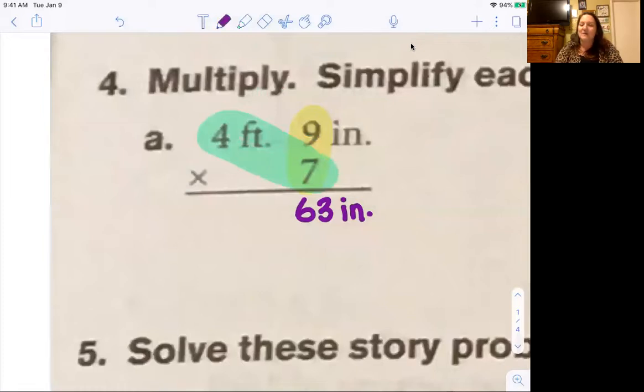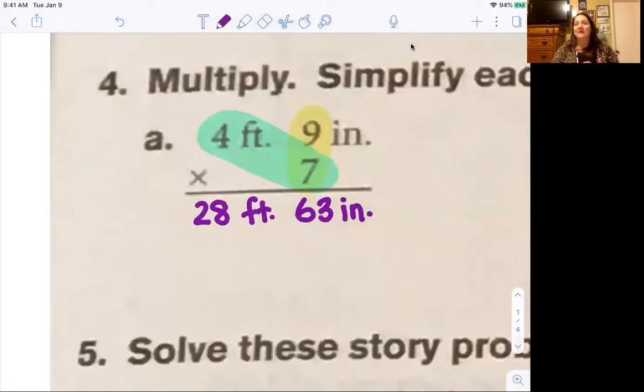What is 7 times 4? 28. So I have 28 feet, 63 inches. Now, how many inches are in a foot? 12. How many groups of 12 can we get out of 63? What do you think? 12 times 4 is 48. I think we might be able to go higher.